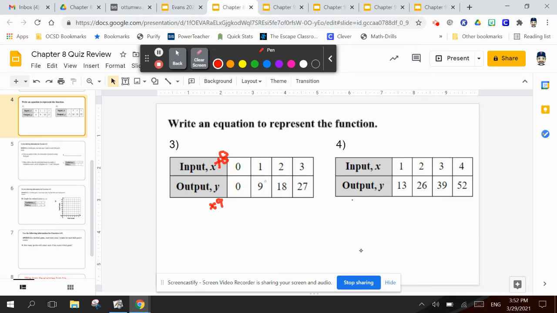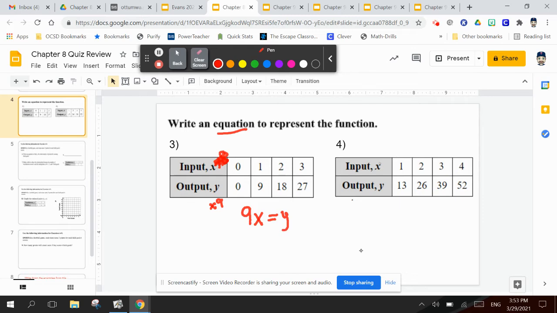Is 2 plus 8 18? No. 2 plus 8 is 10. So I know add 10 or add 8 is not going to work. So is 2 times 9 18? Yes. 3 times 9 27? Yes. So my rule is 9 times x. To make that an equation, I simply have to put an equals y. It has to equal the output.